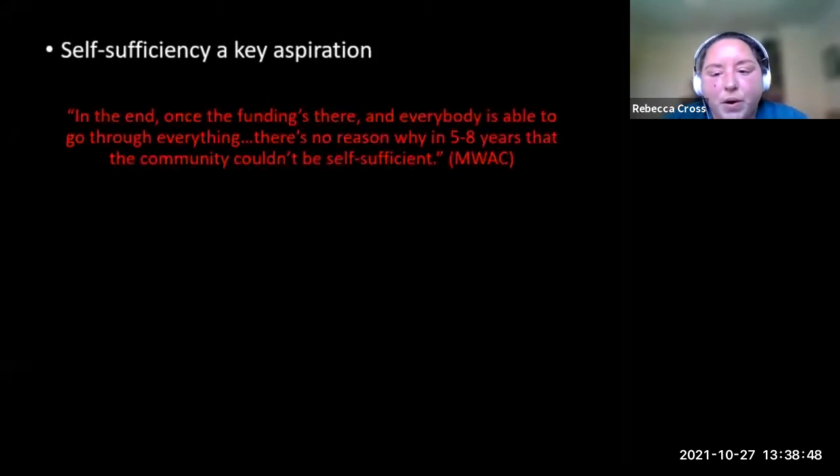And so self-sufficiency is a really key aspiration. So these are a few quotes. "In the end, once the funding's there and everyone is able to go through everything, there's no reason why in 5 to 8 years that the community couldn't be self-sufficient." So that's from the Mingan Wiradjuri Aboriginal Corporation, and from Orange Local Aboriginal Land Council.